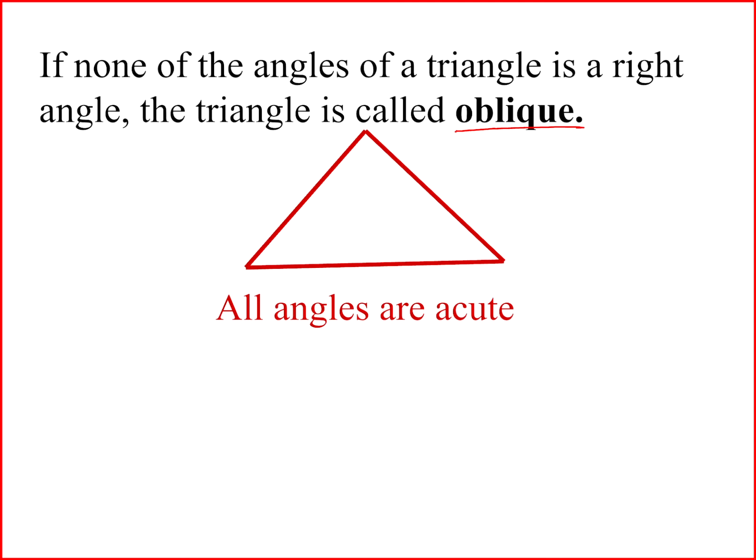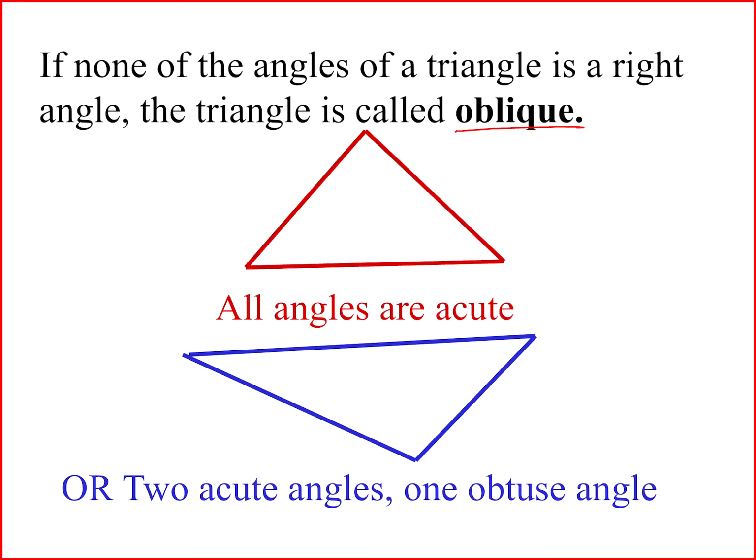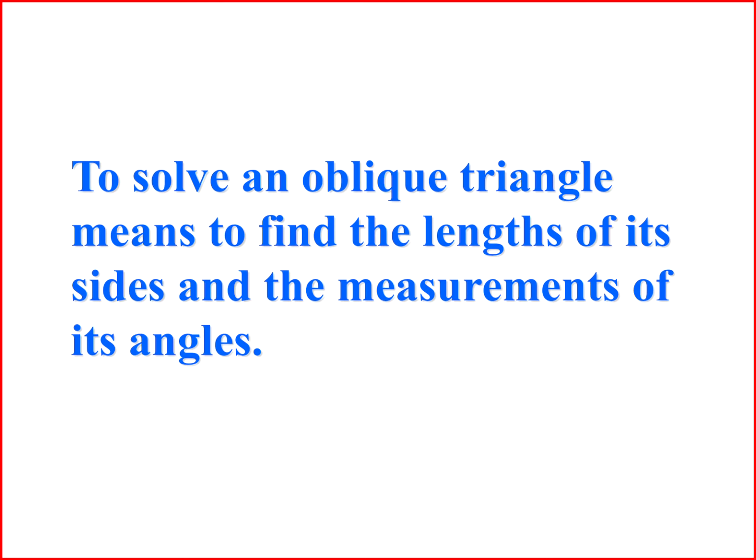They can either be a triangle that have all acute angles, so all the angles are less than 90, or you could have a triangle that has two acute angles and one obtuse angle. We still are going to be solving the oblique triangles, finding all the lengths of the sides and measures, just like we were with right triangles. It's just that we can't use right triangle trig. So today we're going to use law of sines to do it. Next time we'll continue with law of cosines.